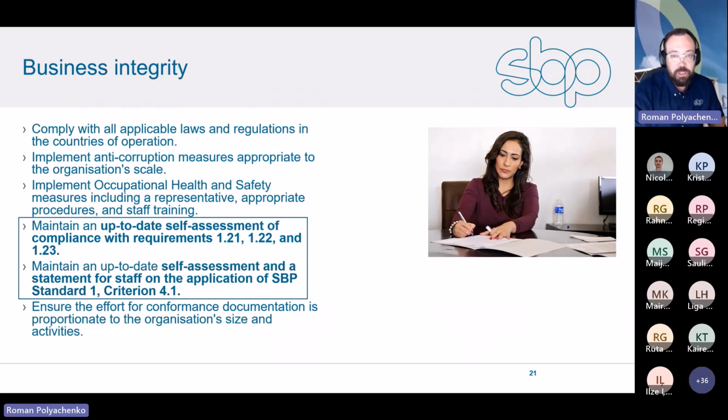Next is the business integrity. These requirements are not totally new, but they have been strengthened. First of all, we have requirements for legality, anti-corruption, and health and safety. Organizations should complete a self-assessment against these requirements for their own operations. Another new requirement is a self-assessment and statement against the social requirements listed in Standard 1, Criterion 4.1. So remember, from Standard 1, this applies to feedstock. So it's about the rights of workers and how the organization treats its workers.